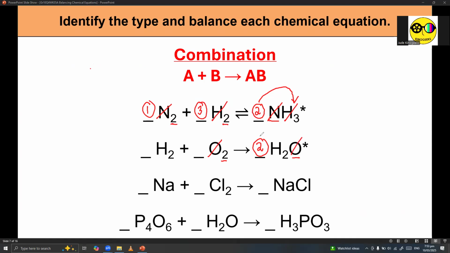Now, hydrogen is affected. So 2 times 2 equals 4 on the right side. And on the left side, you only have 2. So to make that 4, you have to multiply H2 by 2. Okay? And because hydrogen is already balanced, you put 1 next to O2.